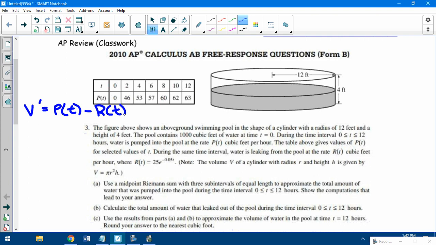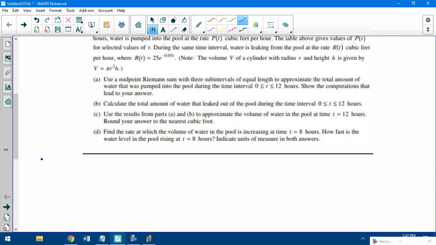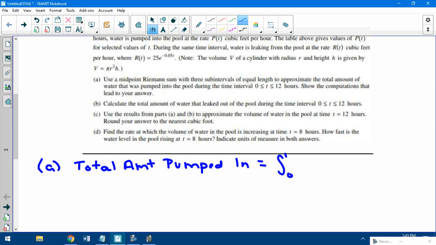Okay, so part A says use a midpoint Riemann sum with 3 subintervals of equal length to approximate the total amount of water that's pumped into the pool during the time from 0 to 12. Show the computations that lead to your answer. Okay, so if I want the total amount that is pumped in, well, that's just going to equal the integral between 0 and 12 of the rate that it's being pumped in. And this hopefully at this point is starting to seem familiar to you. When they ask me for a quantity that I have a rate for, this is essentially the derivative of the amount being pumped in. I take the integral of it.